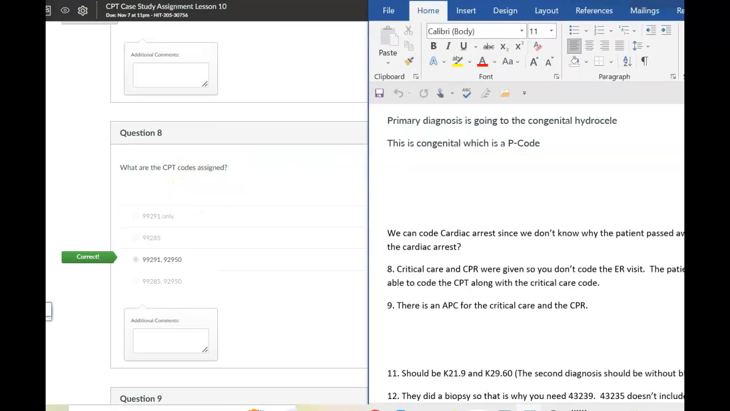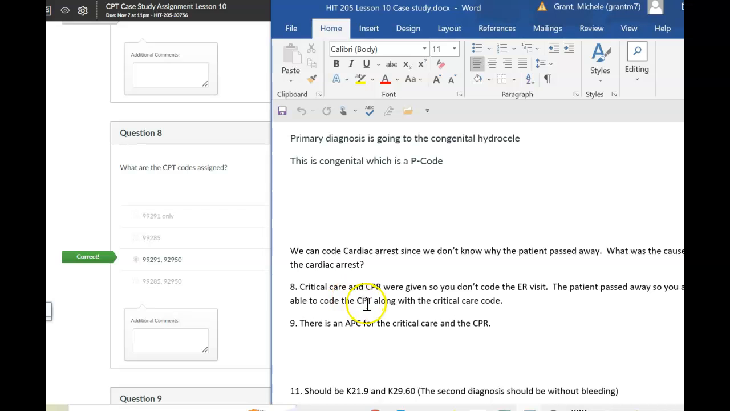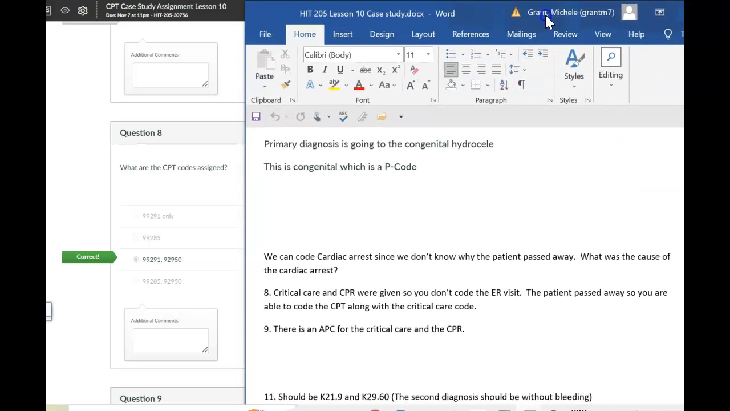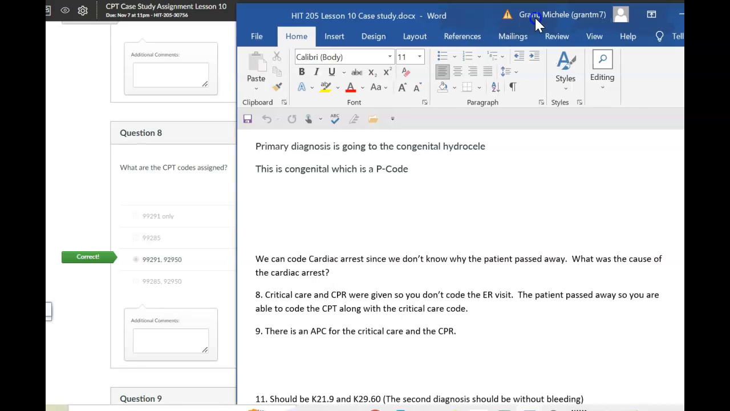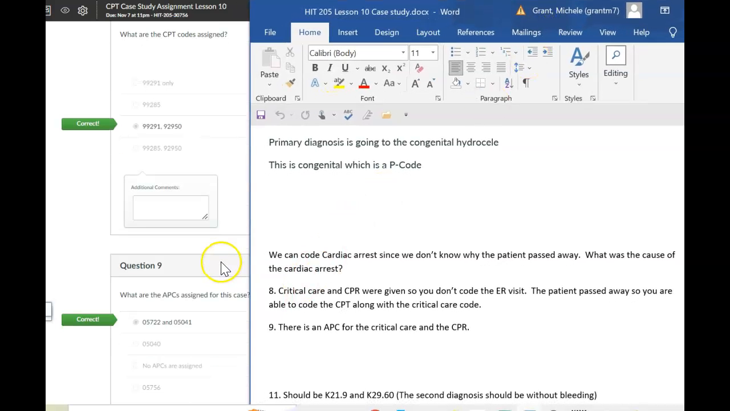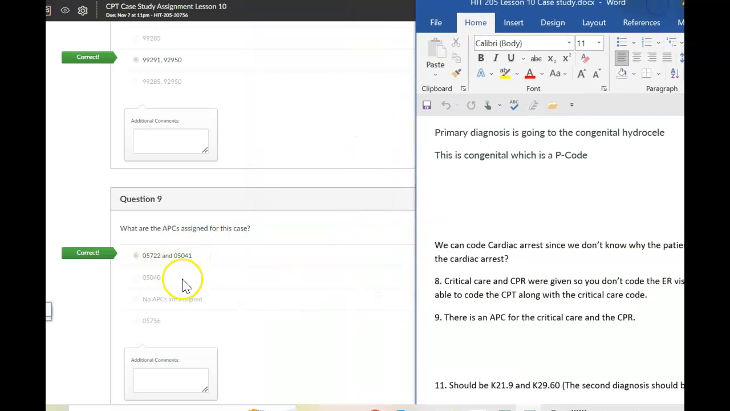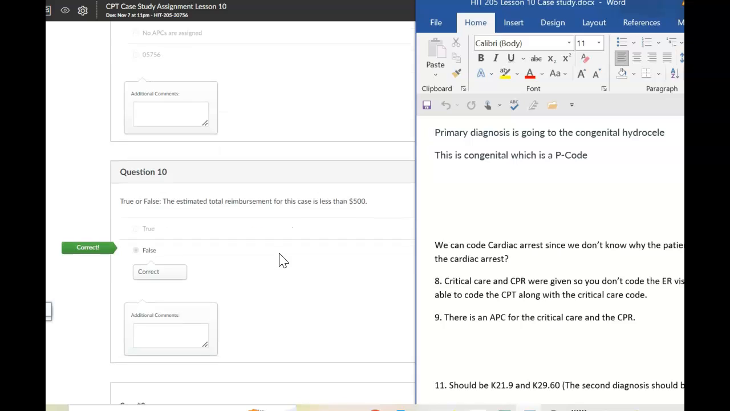The other thing is the CPT codes. We're going to do critical care and CPR. We're given, so we don't code the ER visit. Patient passed away, so we're able to code the CPR code along with the critical care code. So with that, our two APCs are right here, 05722 and 05041. Okay, true or false, the estimated total reimbursement for this case is less than $500. This is false. It was more.